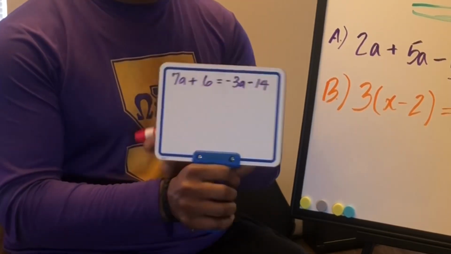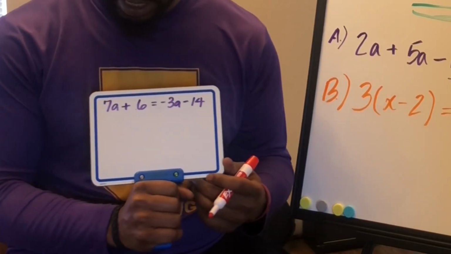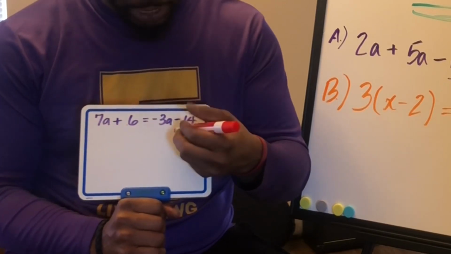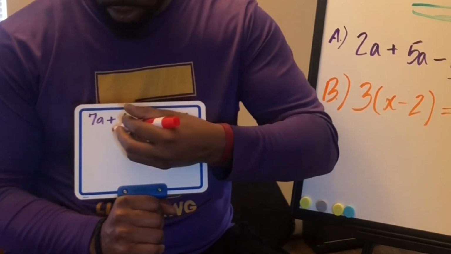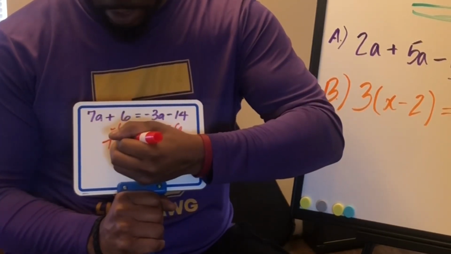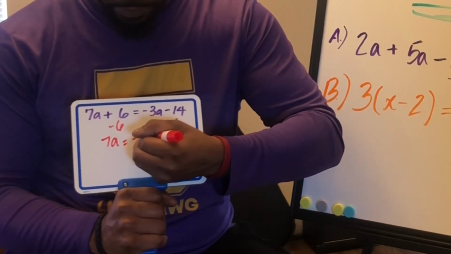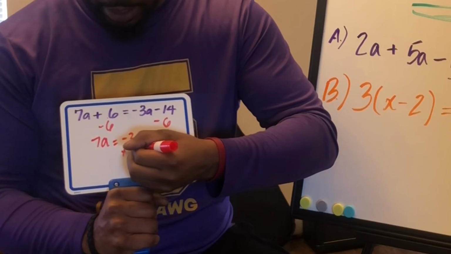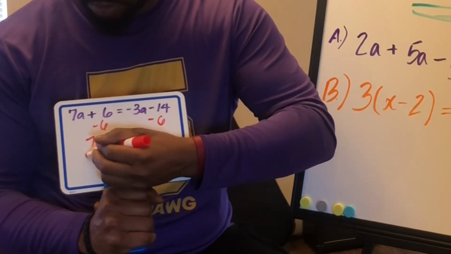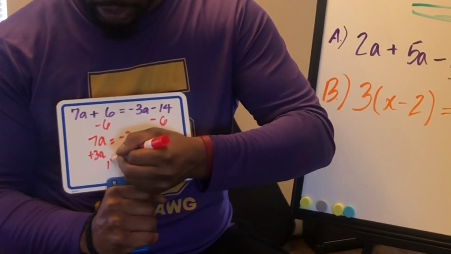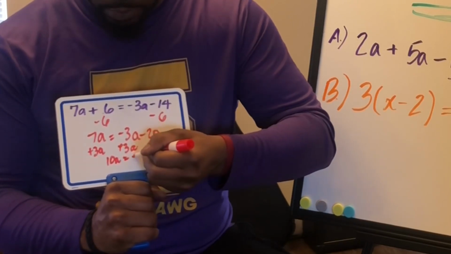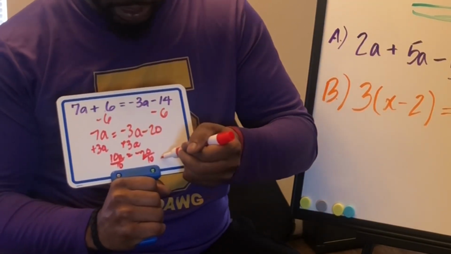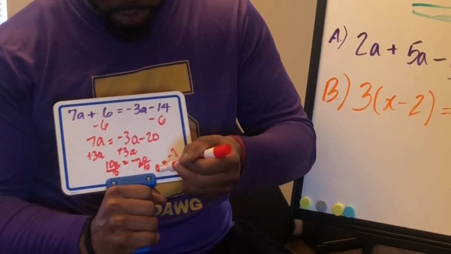Last problem. We have variables on both sides. 7a plus 6 equal to 3a minus 14. I'm going to subtract 6 from both sides. And that leaves me with 7a equal to negative 3a minus 20. Now I'm going to add 3a to both sides. So I'm left with 10a equal to negative 20. If I divide by 10, my final answer is a is equal to negative 2.